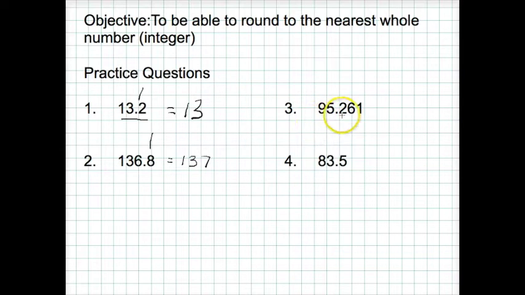For question 3, there's 3 decimal places there, 3 numbers after the decimal point. So basically these 2 don't matter. It's only this one that's important. So look at the number directly after the decimal point. This is closer to 0 than it is to 10, so this number stays as 95.